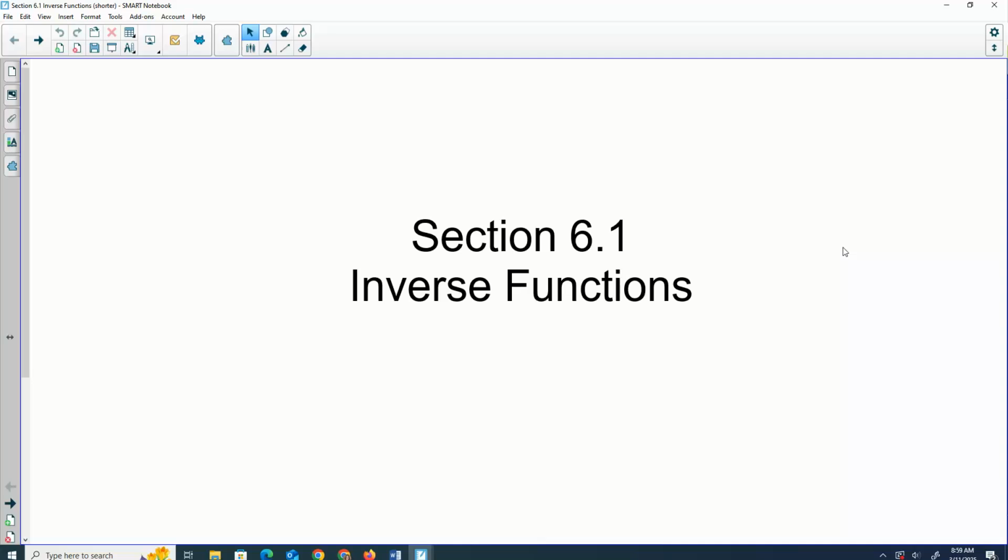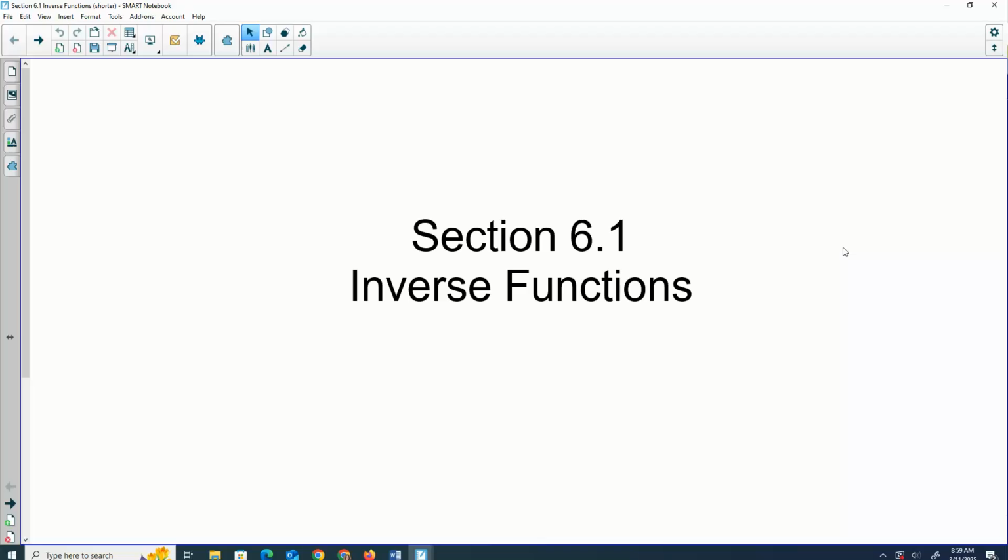So we are going to start talking about inverses in chapter 6. First thing we need, if we're going to talk about inverses, is some definitions. Not every function has an inverse. So an inverse is like the opposite of something.